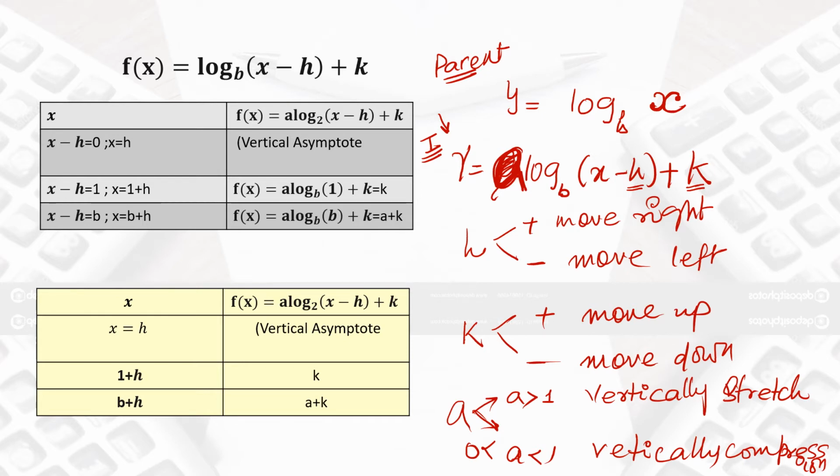One more thing which students normally get wrong: whatever h is written here, they use it as it is, whereas they ignore the negative sign. The negative is already in the formula. So if negative 3 is written, it means h equals 3. If positive 3 is written, it means h equals negative 3. Why? Because of the negative sign in the formula. Let's understand with the basic equation and read the graph.